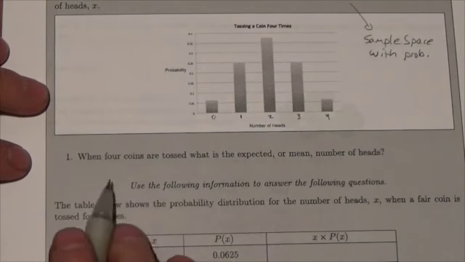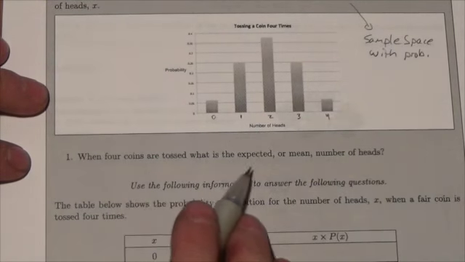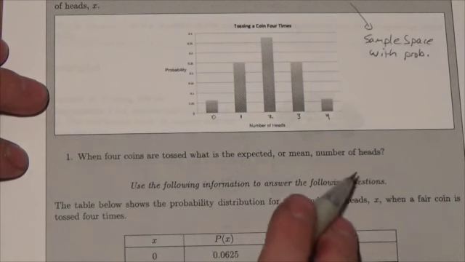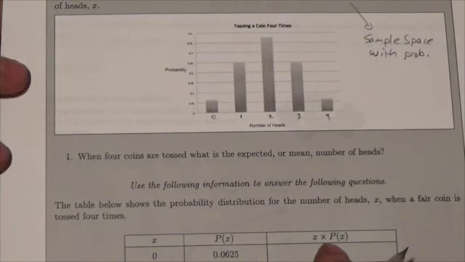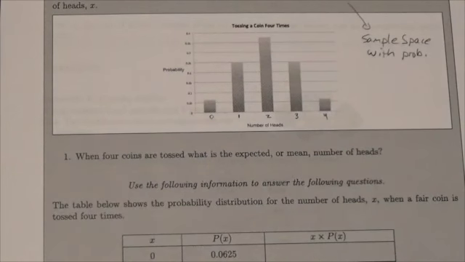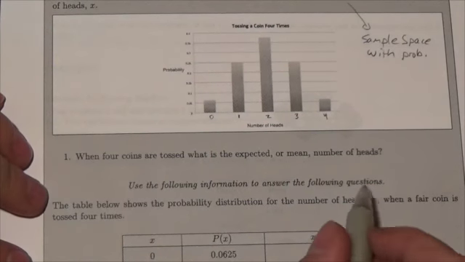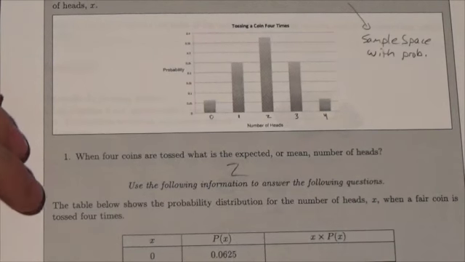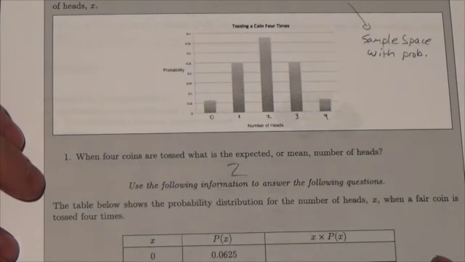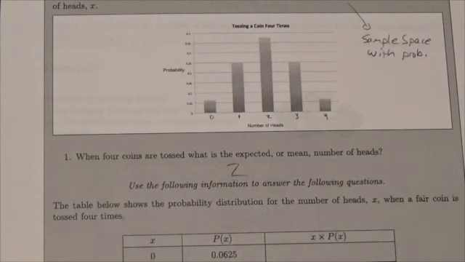Now, when 4 coins are tossed, what is the expected number or mean number of heads? Now, a lot of this is very intuitive. If you're tossing 4 coins, you just think about it for a little bit, you know that there's a 50% chance that any given one of those coins is going to land heads. So if you've got 4 of them, you would expect, without even thinking too much about it, that 2 of them would show up as heads. That's the expected value.